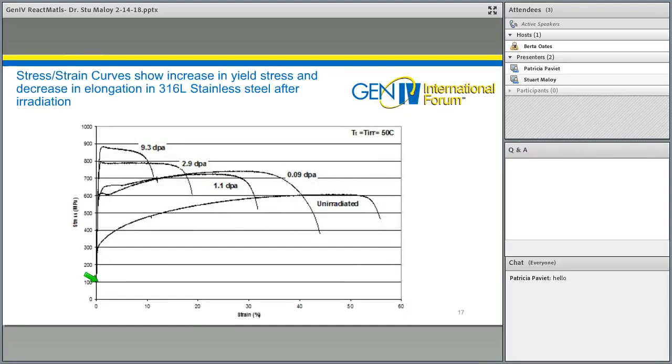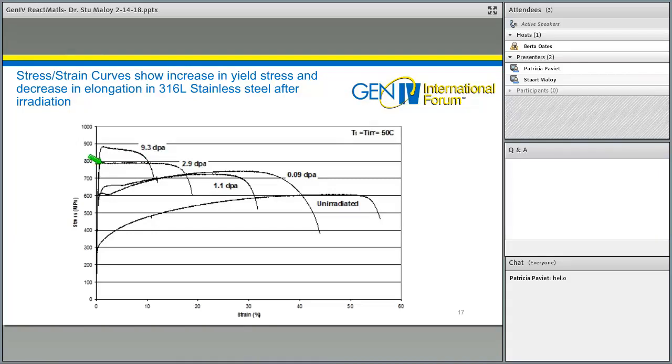And how does that affect mechanical properties? This can be shown here in tensile curves versus irradiation dose. So initial unirradiated material has a very high ductility, up to almost 40% uniform elongation. And then after a very low dose, just 0.09 DPA, you can already see hardening in the material. At 1.1, it's continuing to harden. At 2.9, it goes up even further. So now you've gone from about 300 MPa up to about 800 MPa increase in yield stress, and uniform elongation is starting to reduce significantly.